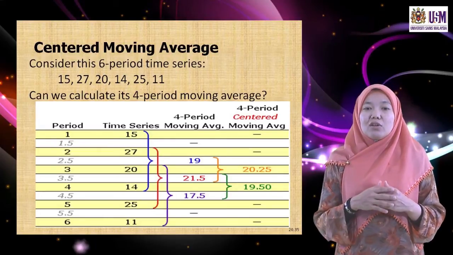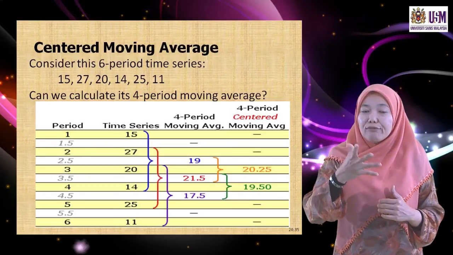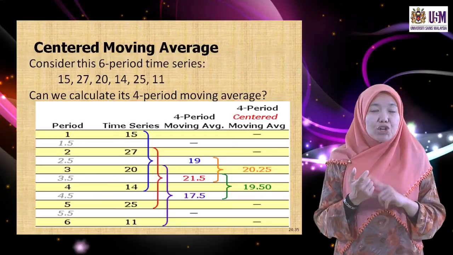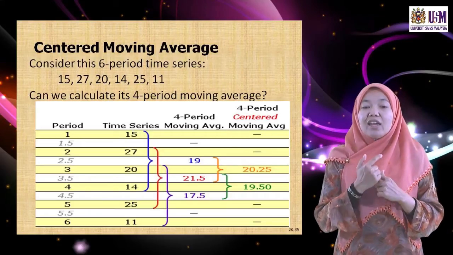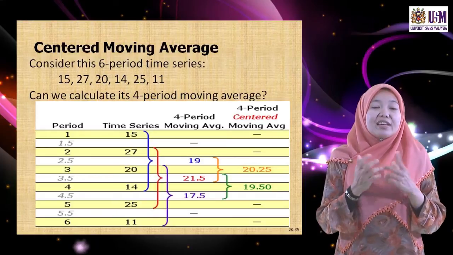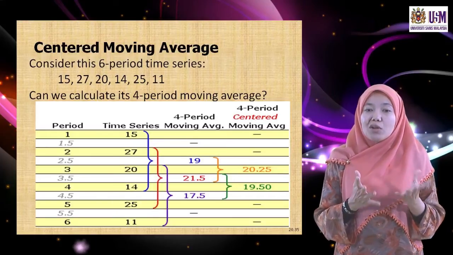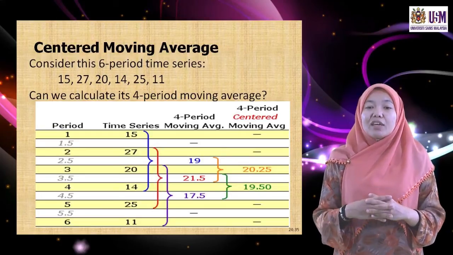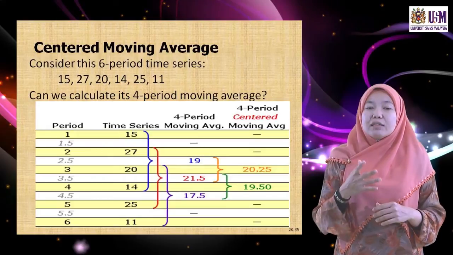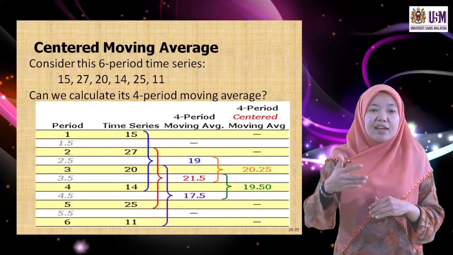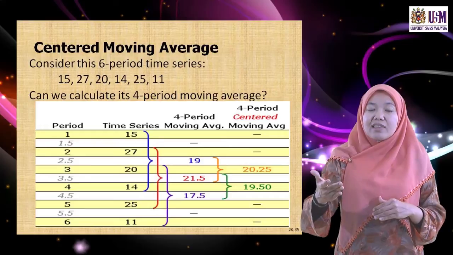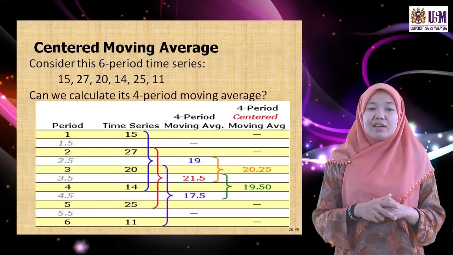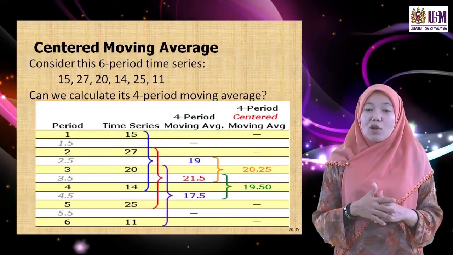Now you start with 15, and you take out 15. So you still have three values: 27, 20, 14. Add them together and add to that 25. Again, you divide this by 4. So you should get the next moving average value of 21.5. That also falls in between the third and the fourth quarter, right in the middle. Not on the third line, not on the fourth line, but in between the third and the fourth time period.